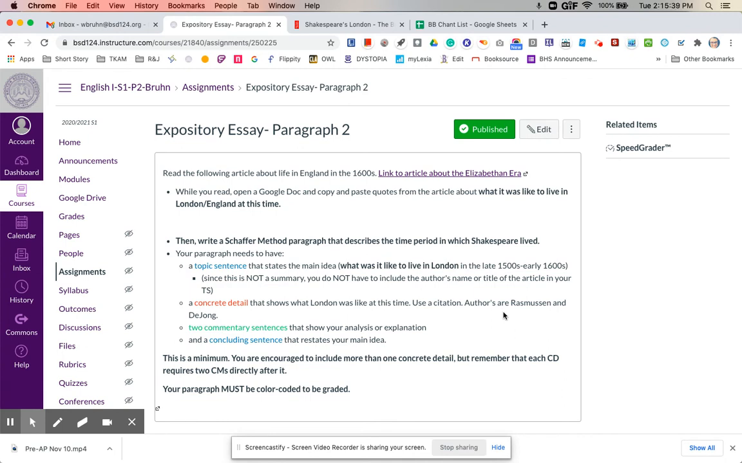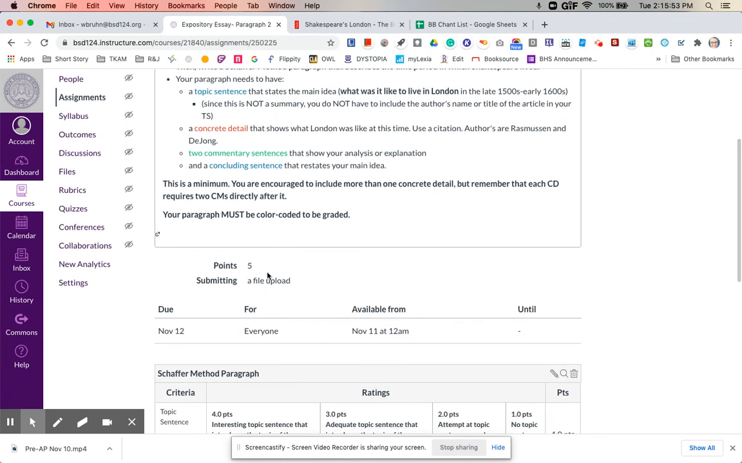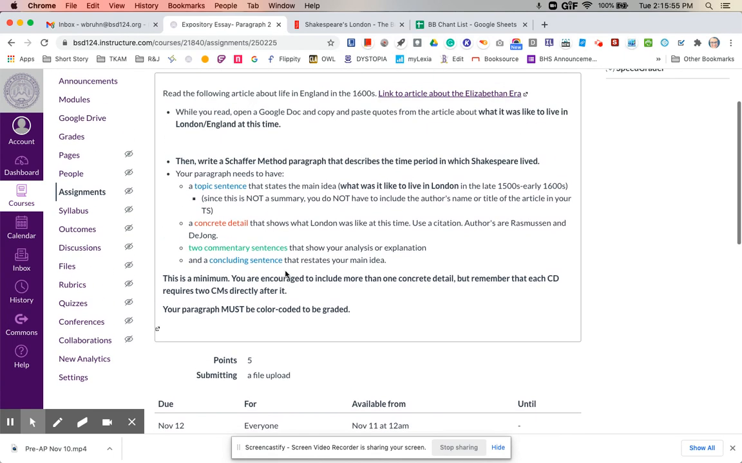Again, like with the last one, this is a minimum. You're encouraged to use more than one concrete detail, but just remember that you have to layer those concrete details and commentary sentences like we did in the last paragraph. Your paragraph does need to be color-coded to be graded, and this one is also worth 5 points. Again, it's complete, incomplete. So if you have complete, then you're good. If it's incomplete, then you need to go and look at my feedback and make revisions and resubmit.